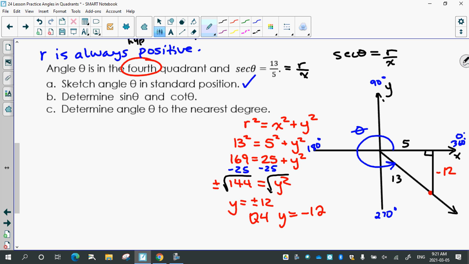All right, so check. A, sketch angle theta in standard position. B, determine sine theta and cotan theta. So you just have to know what their formulas are. Sine theta is the y value over the r value, so it would be negative 12 over 13. Cotan theta is the x value over the y value. So it would be 5 over negative 12, but then I would bump that negative up.